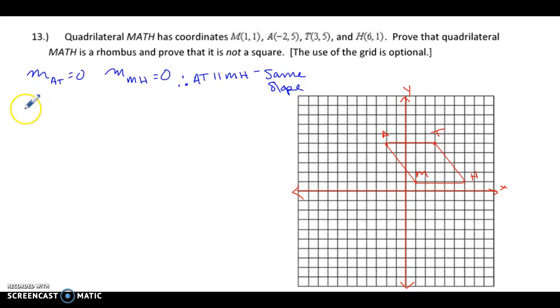Okay, then I'm going to do AM, the slope of AM, and the slope of TH. A to M is 1, 2, 3, 4 over 1, 2, 3. Negative 4 over 3. And TH is 1, 2, 3, 4 over 3. Negative 4 over 3. Okay, so since these are the same, those are also parallel. AM is parallel to TH, same slope.